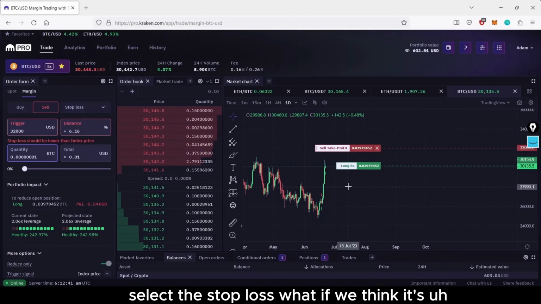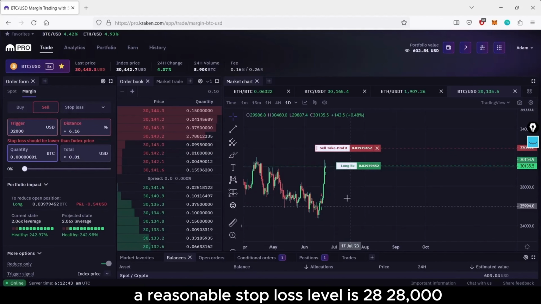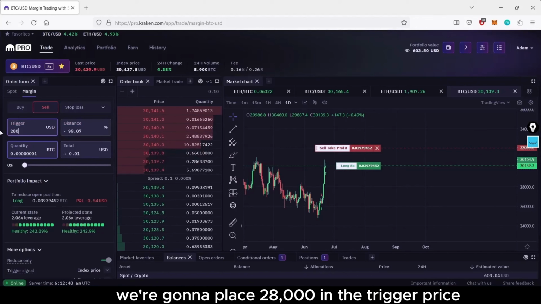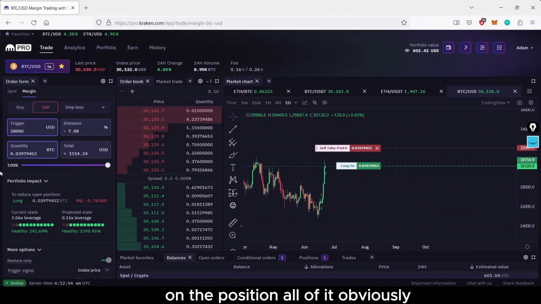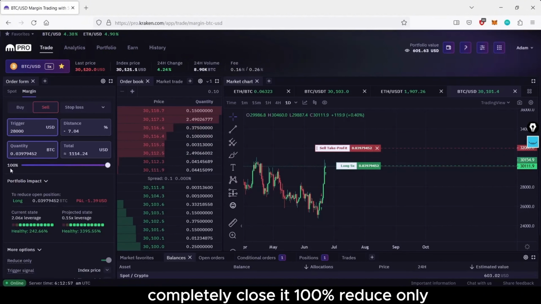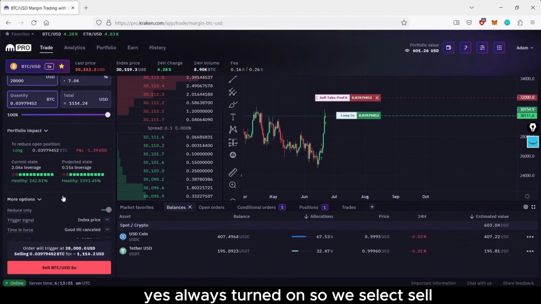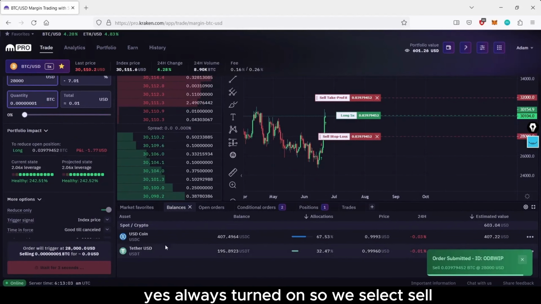Select the stop loss. What if we think a reasonable stop loss level is 28,000? We're going to place 28,000 in the trigger price. And how much of that do we want to close in the position? All of it. Obviously, completely close it, 100%. Reduce only, yes. Always turned on, so we select sell.